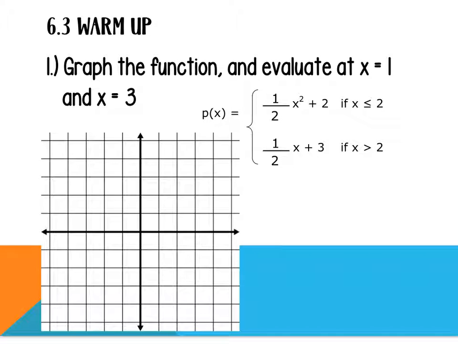All right, so this warm-up is basically covering that piecewise function and also the part where you're evaluating. First it says graph the function, and then it says evaluate at x equals 1 and x equals 3. So it kind of blends the 2 days together. If I asked you to graph this function, and I got y equals 1/2 x squared plus 2 as my first graph, what do I expect that graph to look like?